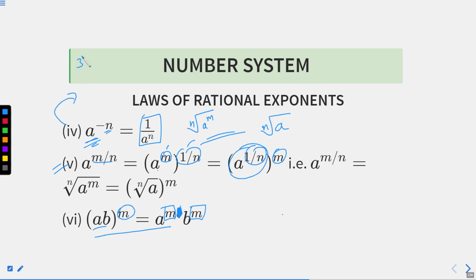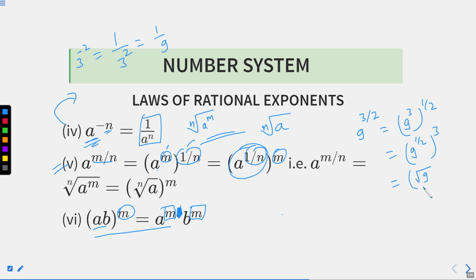For this, if 3 to the power minus 2 is given, then I can write it as 1 upon 3 square, which is 1 by 9. For the fifth, if 9 to the power 3 by 2 is given, I can write it as 9 cube to the power 1 by 2, or I can rewrite it as 9 to the power 1 by 2, whole cube. Both are the same thing: this one is root of 9 cube, and here root 9 whole cube. I think this is clear.